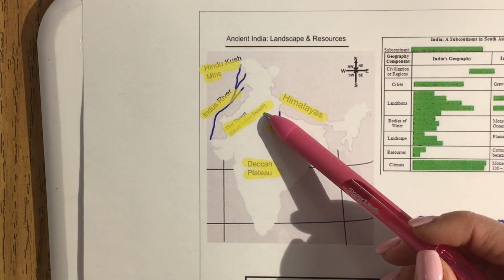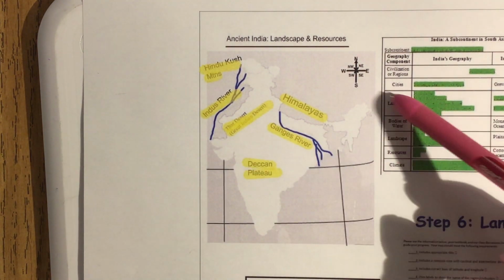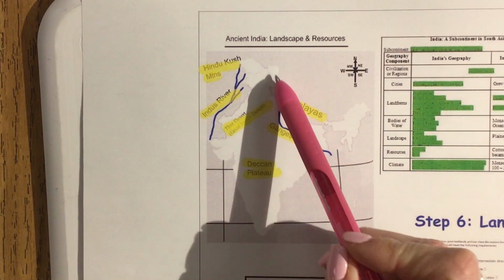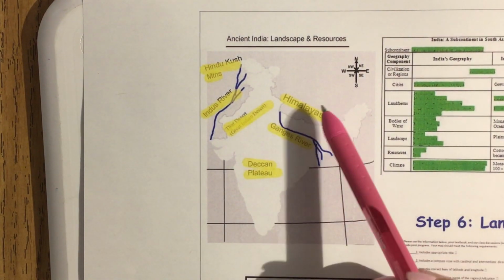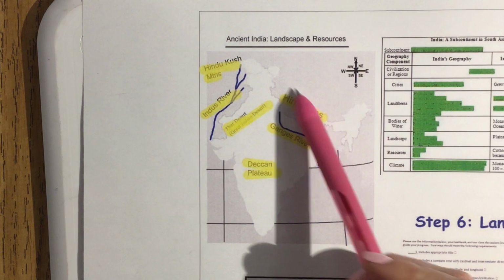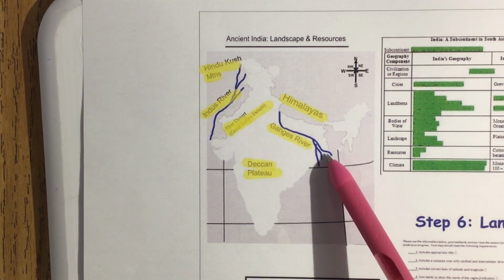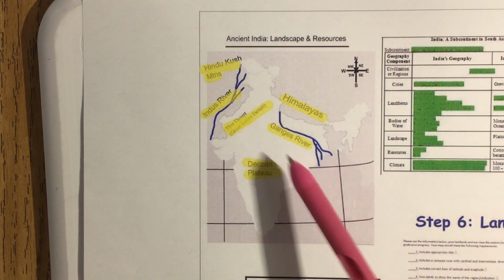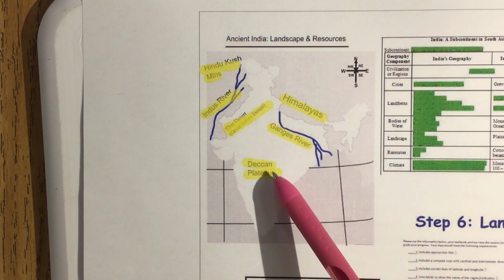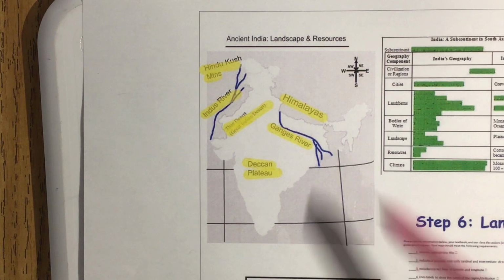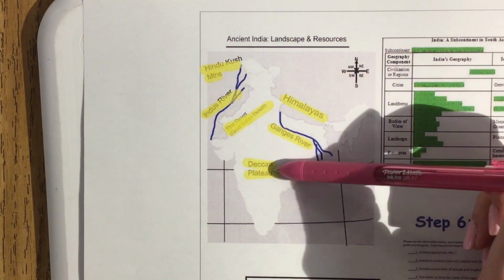Either of those titles works. You don't have to have both. Himalayas are up along here, so you should have written that here. And the Himalayas are outside the boundary line of India, so the title should be outside the white. You should have drawn the Ganges River in, which I believe we did together, and then labeled it Ganges River, and then Deccan Plateau right in the middle. So if you have 1, 2, 3, 4, 5, 6, you get 1 point on step 6.